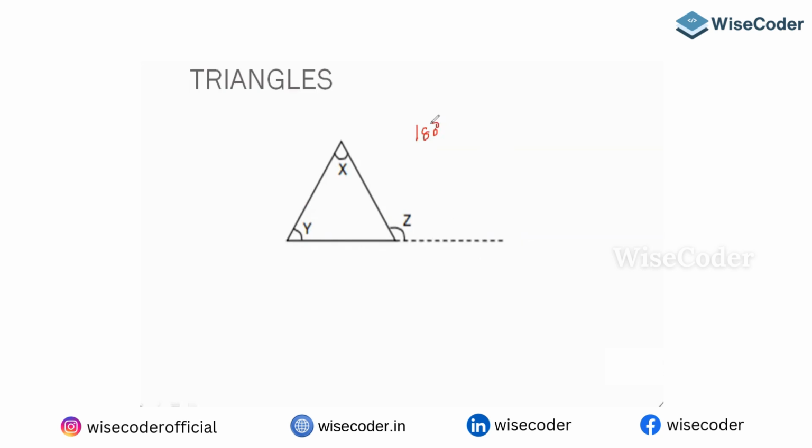Okay. So what you need to understand in the picture is that X and Y are interior angles and Z is the exterior angle. The exterior angle of a triangle is equal to the sum of the two interior angles. What I mean by this is Z equals X plus Y in this particular question. Suppose this is 20 degrees and this is 60 degrees, then Z has to be 80 degrees, because the sum of the two opposite interior angles is equal to the exterior angle.